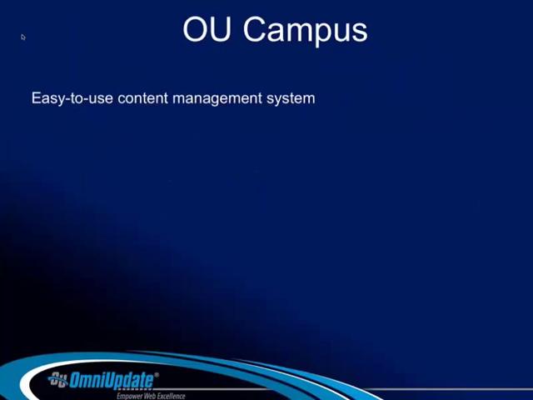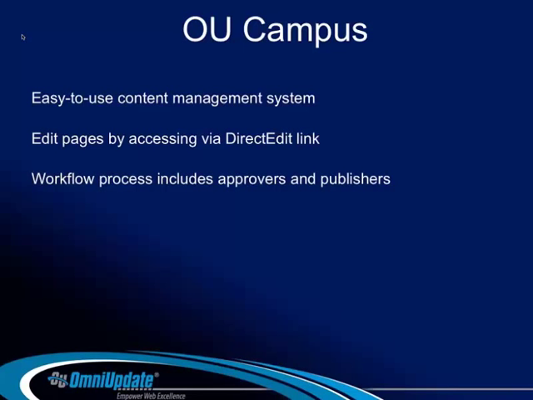So OU Campus is an easy-to-use content management system. You can edit your pages directly with something called the Direct Edit link. What this means is if you can find the page you want to edit on the live website, you will be able to click a button on the page and go into OU Campus to that page directly and start editing. The workflow process includes approvers and publishers.